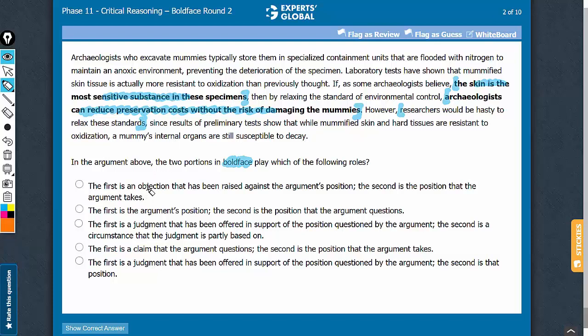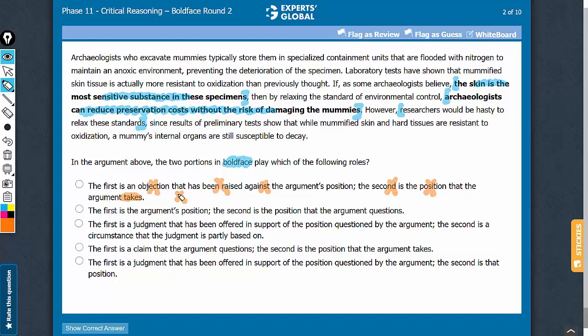Calling the first boldface an objection is not correct. This is more of a consideration. And no, the first boldface has not been raised against the argument's position. The argument's position is against what the first boldface supports. So a lot wrong here. And no, the second is not the position that the argument takes. The second is the position that the argument opposes. So answer choice A is a terrible answer choice.